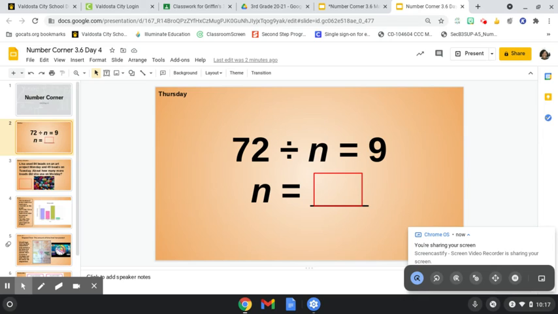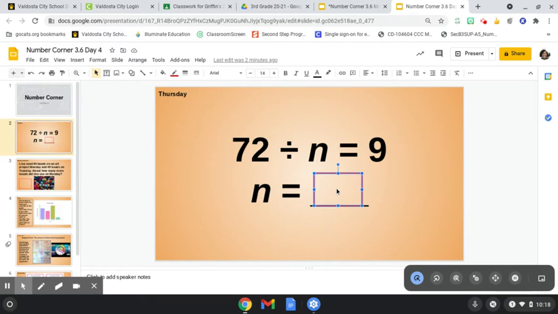All right, so for the number corner today, I will be modeling. You need to ask yourself here, what is the missing number? What does n represent? So what divided by 72 will give you 9? So what times 9 will give you 72? 8 times 9 is 72. So the missing variable is 8. Missing number here is 8.